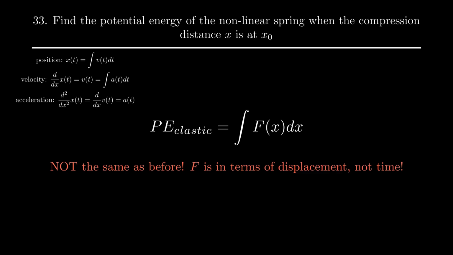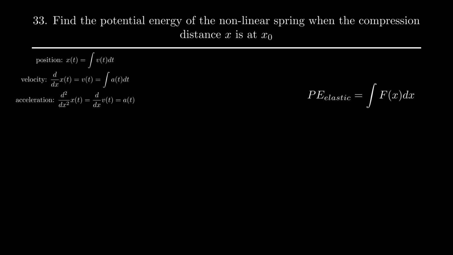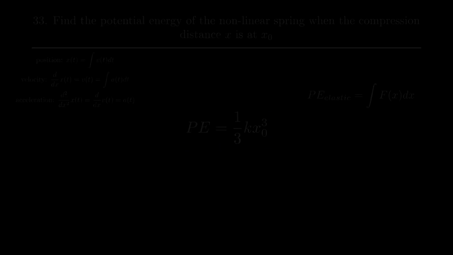And do recognize that this is a different relationship because our force is in terms of displacement as opposed to time. So in our problem, we are given that the force equation in terms of displacement is equal to kx squared, where k is just another arbitrary constant. Knowing all this, in order to find the potential energy at x0, we must integrate our force equation from 0 to x0. Then we simply plug in our force equation and anti-differentiate. Then we simplify until we get that our potential energy equals 1/3 times k times x0 cubed.